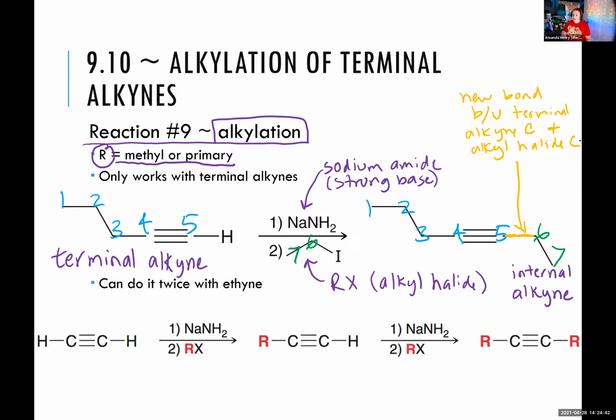We're going to look at the mechanism for this one on the next slide. So this is one of the very few mechanisms you need to know for this chapter, but it's on the next slide. If we start with ethyne, so on the bottom here, we're specifically starting with ethyne. So that means we now have two terminal sides to work with. We can do this reaction twice. We can do it back to back. So in this case, we're going to react it with our sodium amide and an R group.